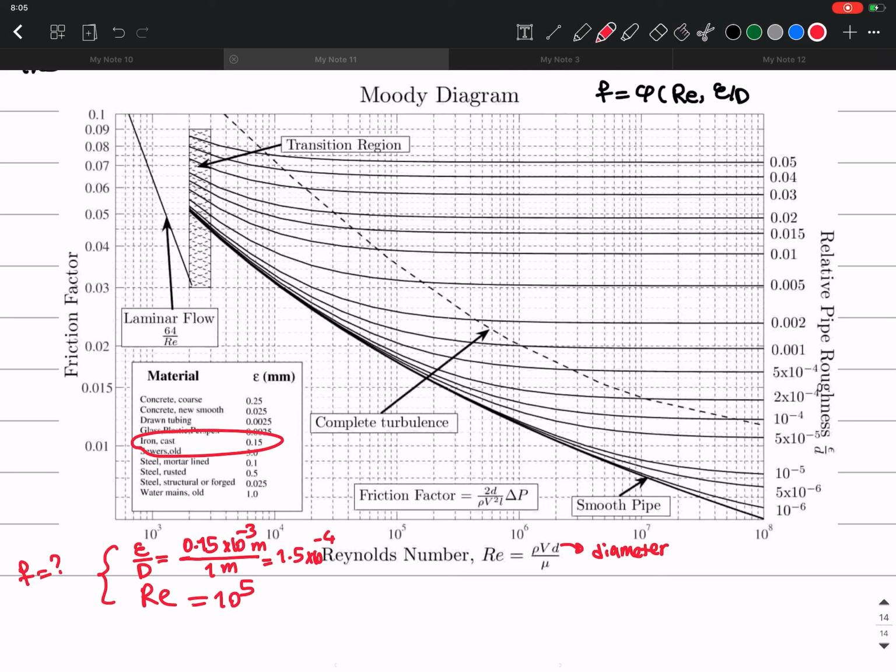So you find the closest number here. So this is 5 times 10 to the minus 4. This is 2 times 10 to the minus 4. And this is 10 to the minus 4. So it's going to be somewhere around here, right? So I'm going to follow one of these curves. Say I want to follow this one, okay? So I will follow this.